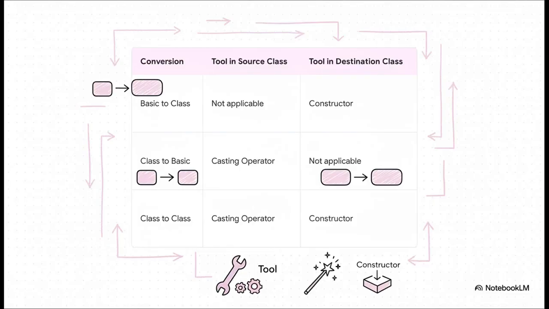I love this slide because it's basically your cheat sheet. It tells you exactly which tool to use for which job. Want to go from a basic type to a class? You use a constructor in the destination class. Want to go the other way, from your class back to a basic type? You use something called a casting operator inside your source class. And for class to class, well, you've got options. You can use either one, depending on where it makes more sense to put the code.